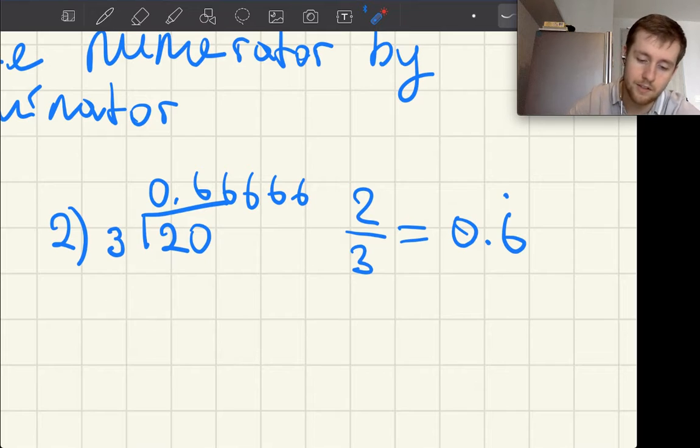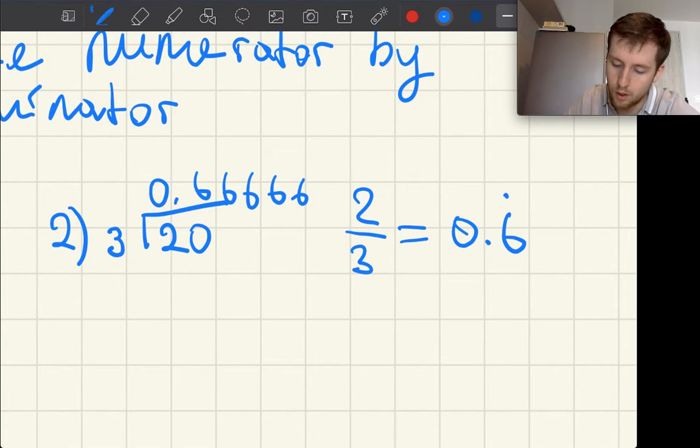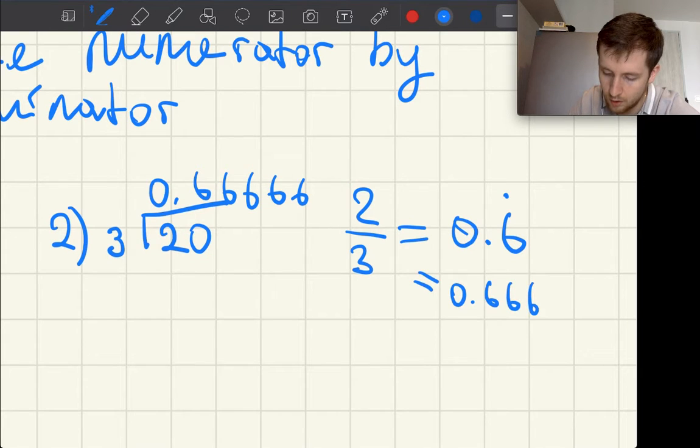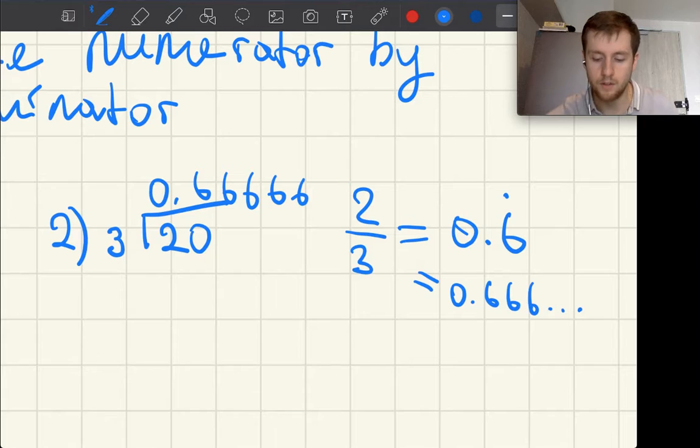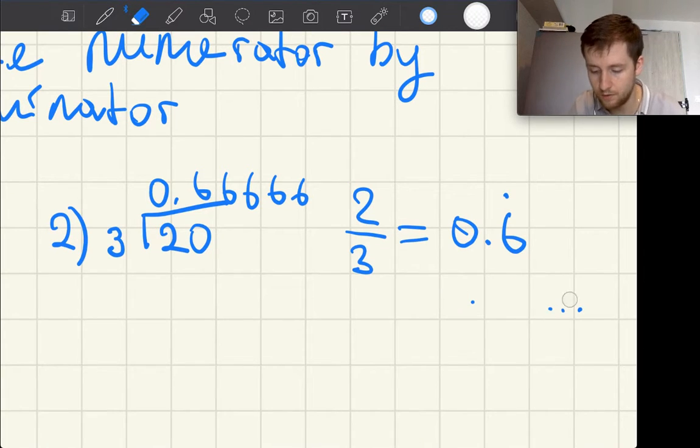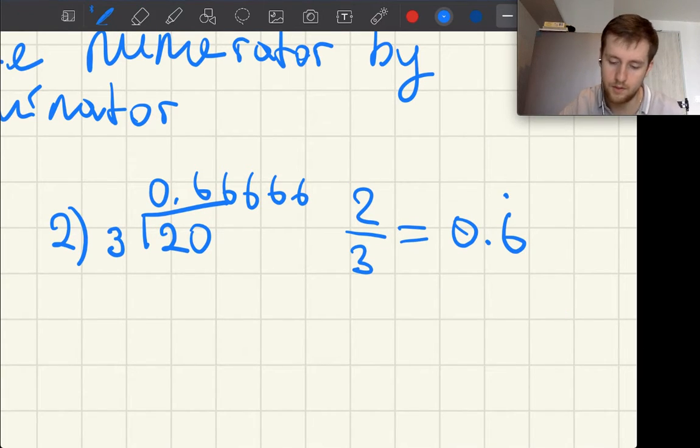Sometimes it's written like this. One more way to write it is 0.666 and then there's 3 dots in the end. So that's one more way to write it. But again, the dot on top is the recommended way, I would say, to write it.